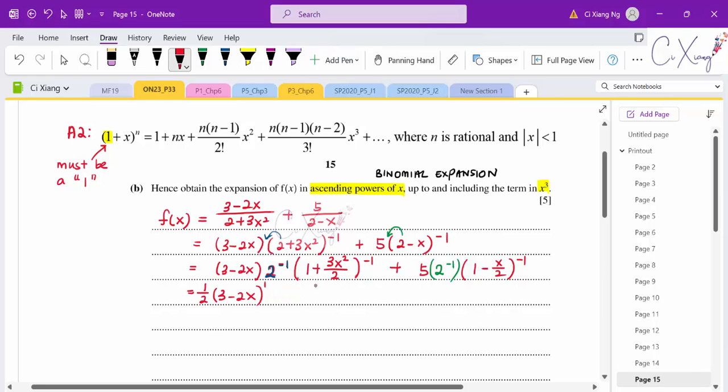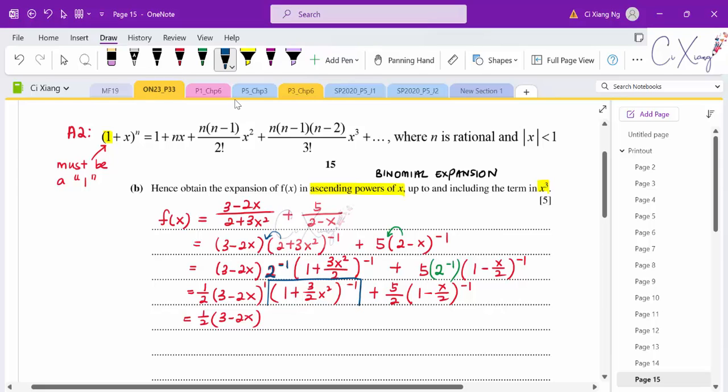Okay, then for this one, I'm having (1 plus 3 over 2x squared) power negative 1. For the term at the back, I'm having 5 over 2, then (1 minus x over 2) power negative 1. Okay, so next step, I will start to expand my bracket using binomial expansion formula. First of all, I'm having the blue color one. I draw this in the blue color.